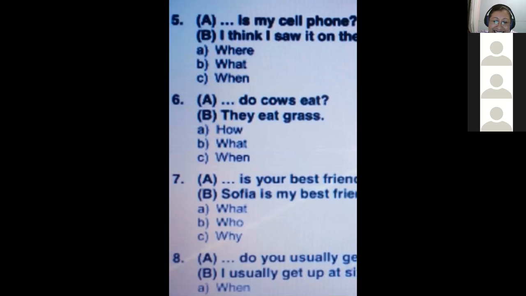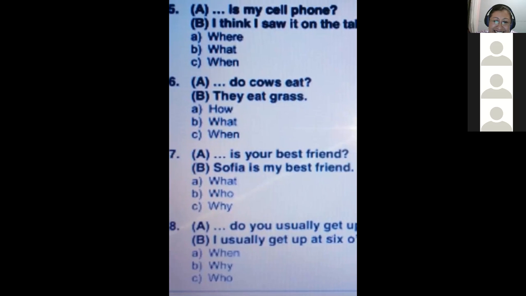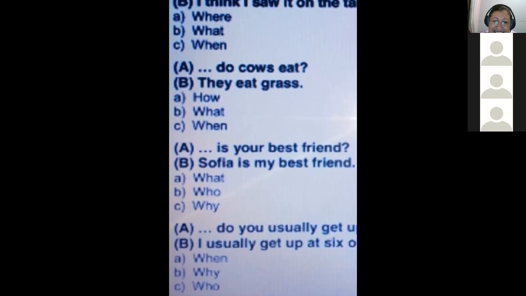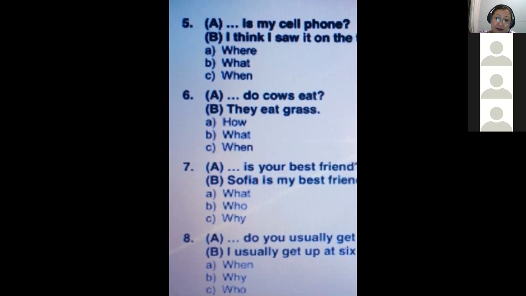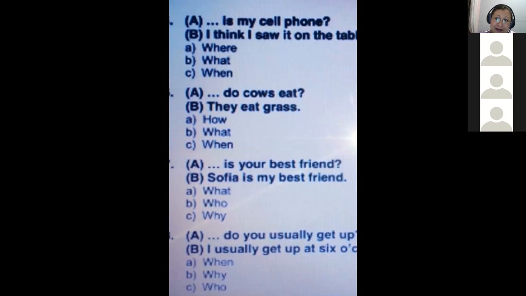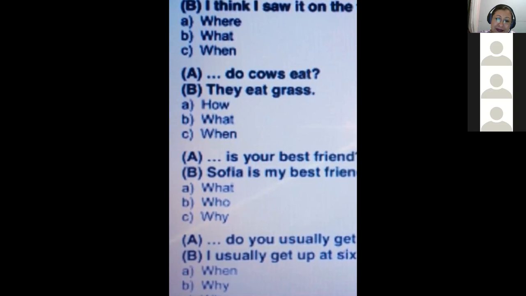Vale. De ahí las 7 sería... Who is your best friend? ¿Quién es? Ahí sería who, ¿verdad? Who is your best friend? En las 7 sería who. Who is your best friend? Sofía is my best friend. ¿Quién es mi mejor amiga?